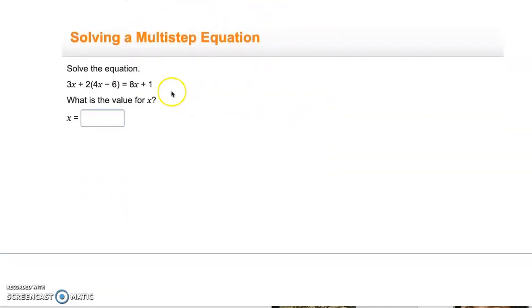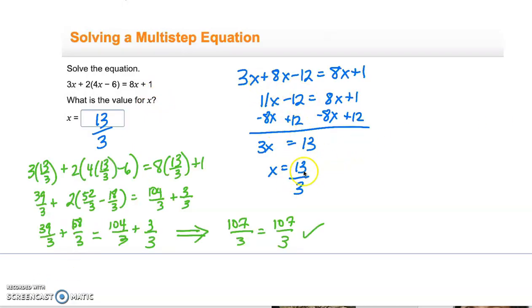So solving here, let's try this one, value of x. Pause this and try this one on your own, and then come back and check your work. Okay, so here is the answer: it is 13/3, and you might say, I don't know if that's the right answer, it seems kind of funny. Well, you can always check it.